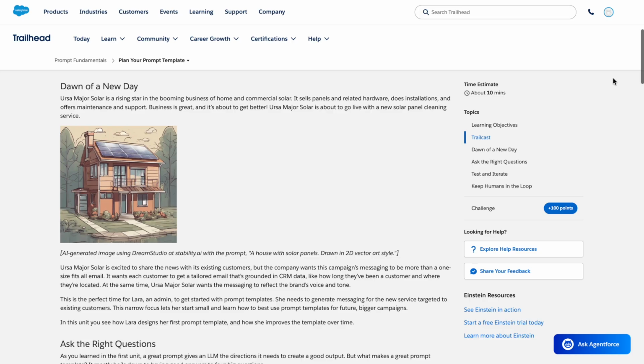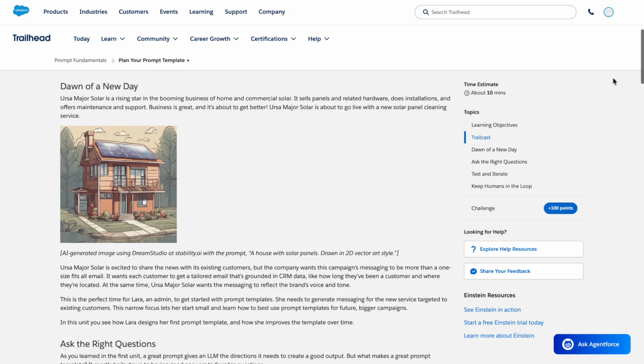Ursa Major Solar is excited to share the news with its existing customers, but the company wants this campaign's messaging to be more than a one-size-fits-all email. It wants each customer to get a tailored email that's grounded in CRM data, like how long they've been a customer and where they're located. At the same time, Ursa Major Solar wants the messaging to reflect the brand's voice and tone.